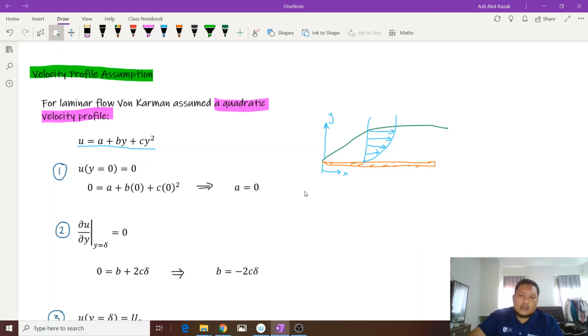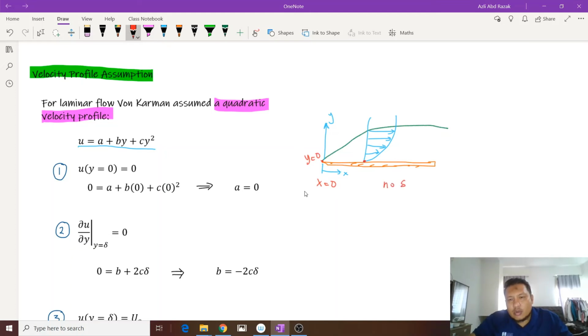Okay, this is x, which at this point is x equal to 0, and at this point also y equal to 0. Now we can take it like this. So the boundary condition, we said that at y equal to 0, here at this point, there is a no slip condition.